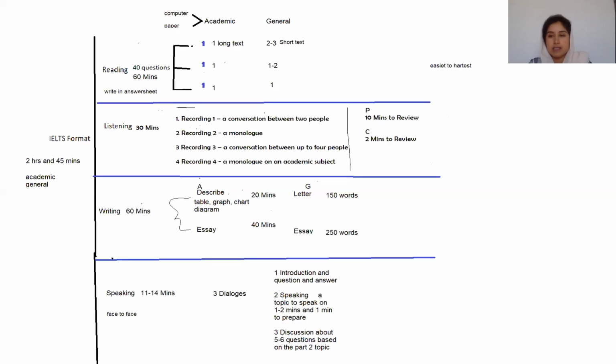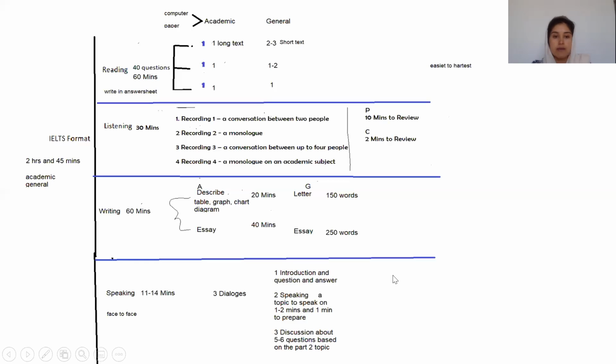For the general test, though, there is a letter that you have to write. And for task 2, there is an essay, which you will be given 40 minutes for. In this 40 minutes, you have to write 250 words minimum. Again, if you write any less than that, you will lose a mark.